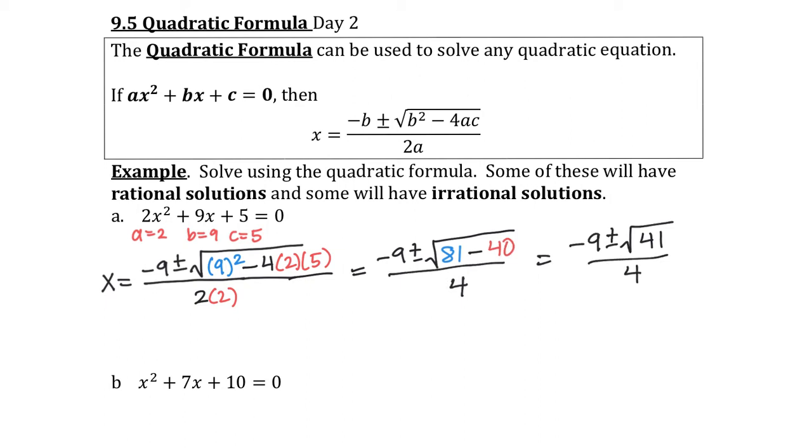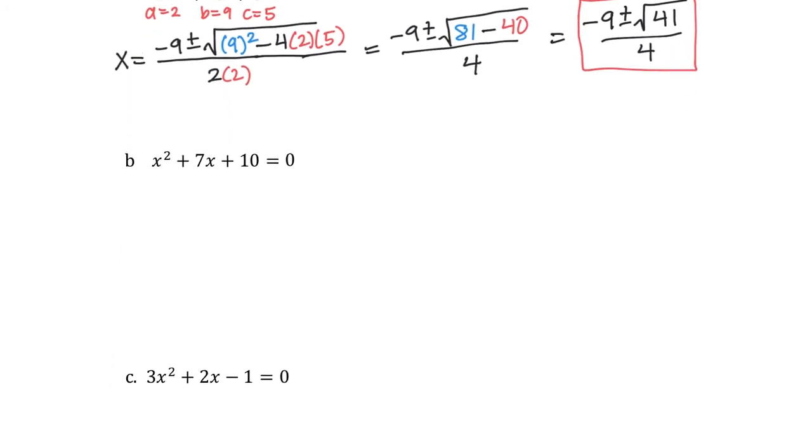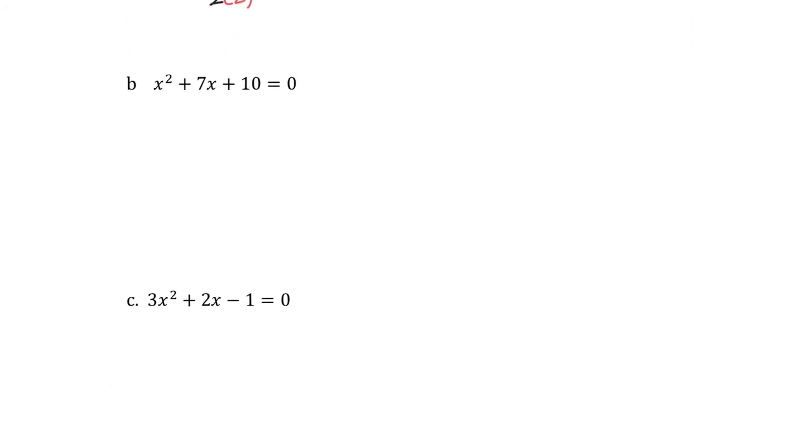And now let's look at this. Do we know the square root of 41? We don't. Can we simplify it? No, I can only think of 1 times 41. So we're going to leave it like that. So that's like last class where we left it with an irrational solution. The next one will have a rational solution. So we'll have to keep going if we get a rational solution.